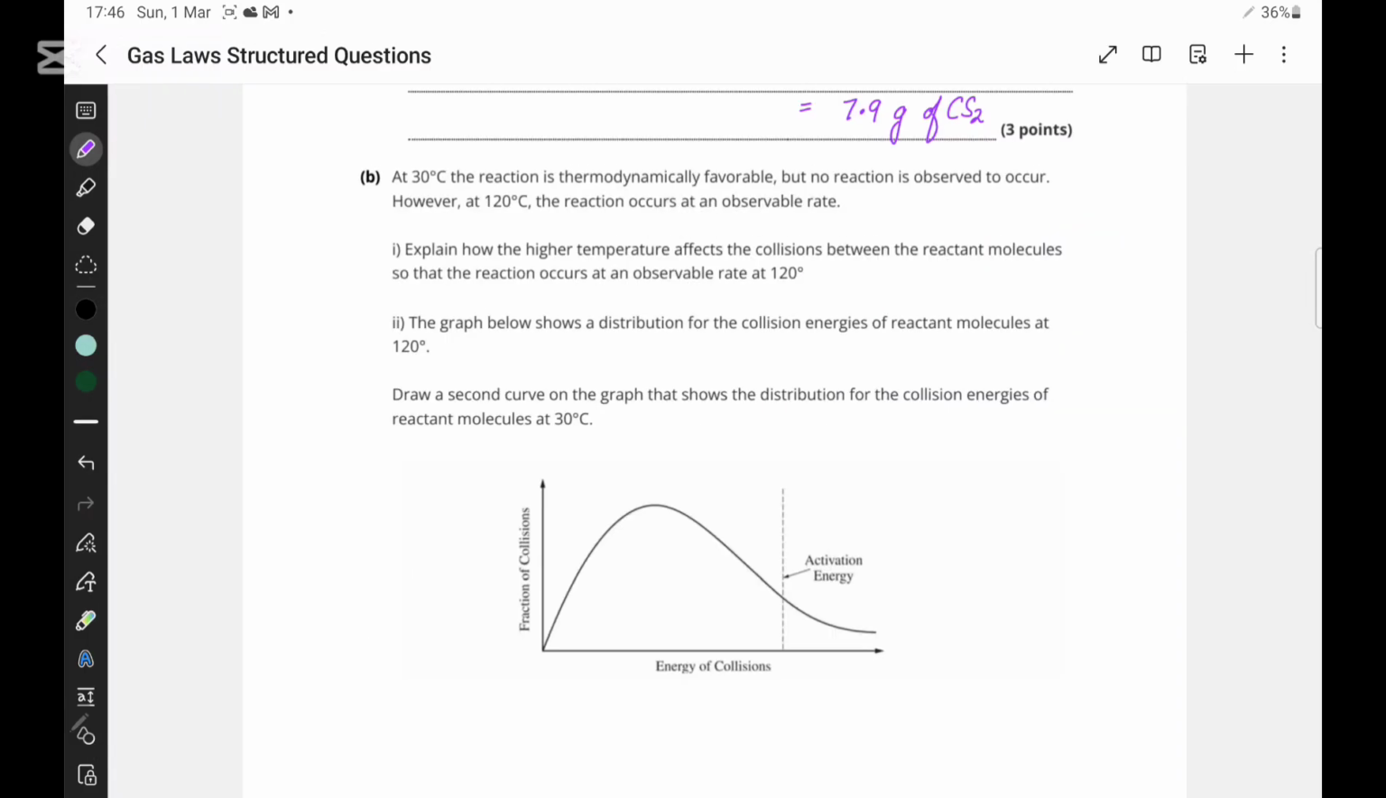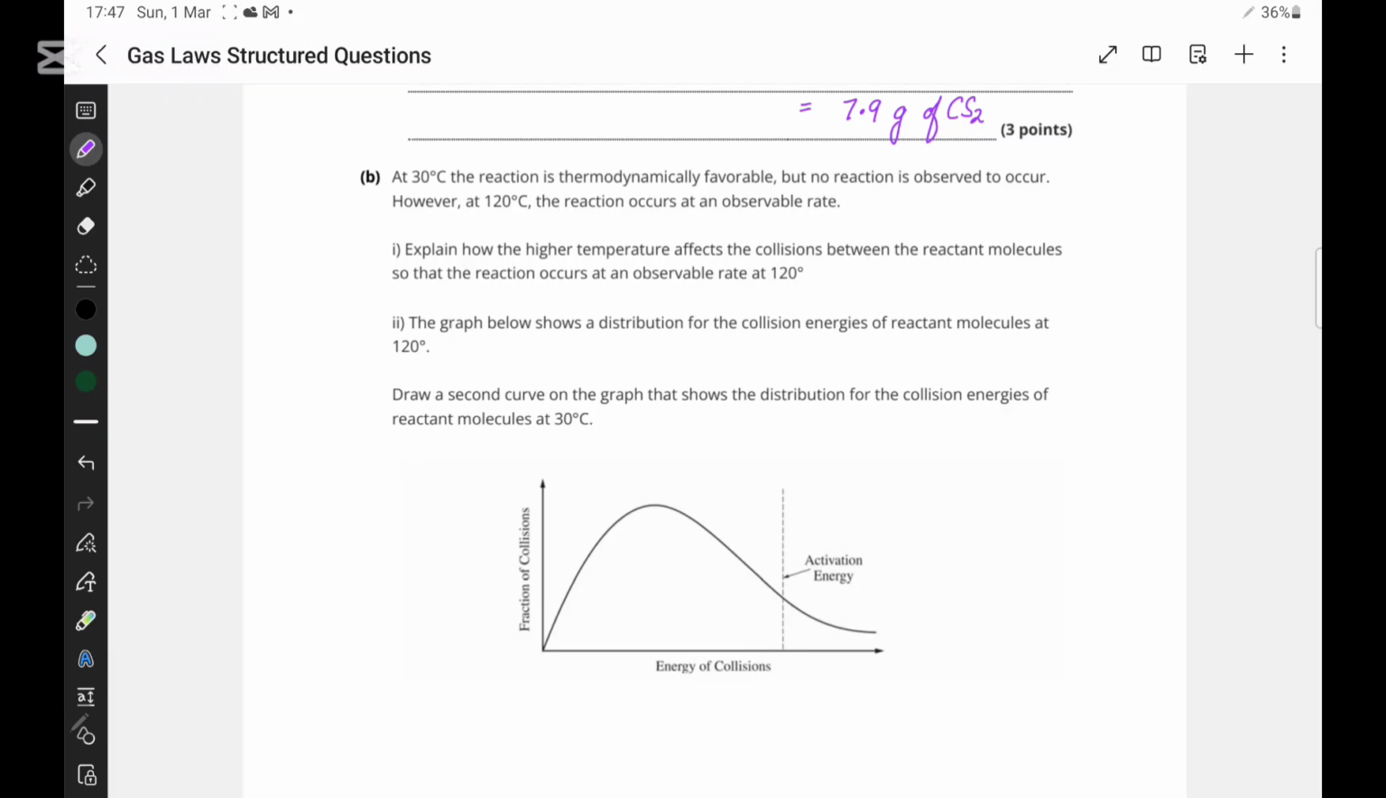At 30 degrees Celsius, the reaction is thermodynamically favorable, but no reaction is observed to occur. However, at 120 degrees Celsius, the reaction occurs at an observable rate. Explain how the high temperature affects the collision between the reactant molecules so that the reaction occurs at an observable rate.